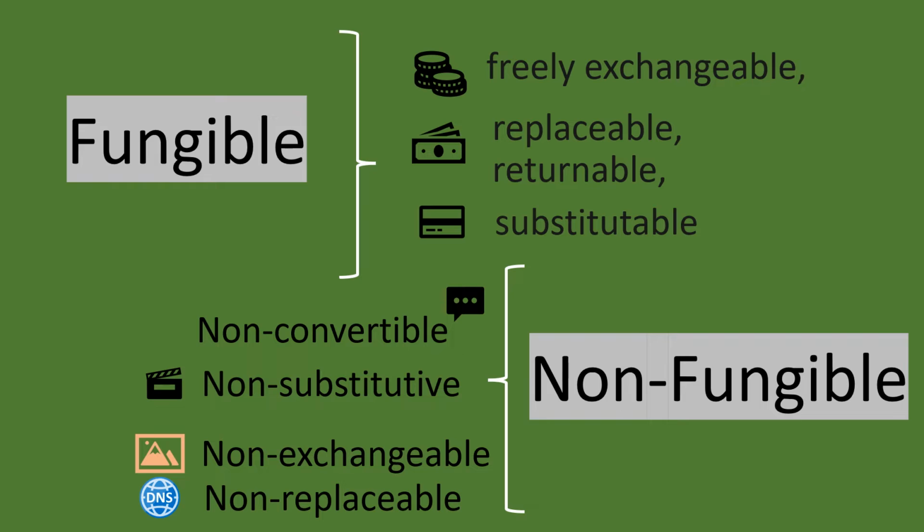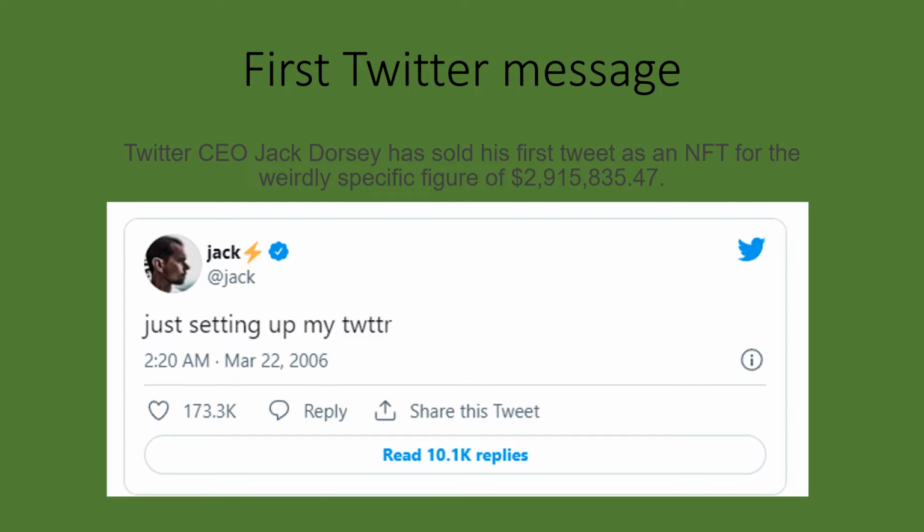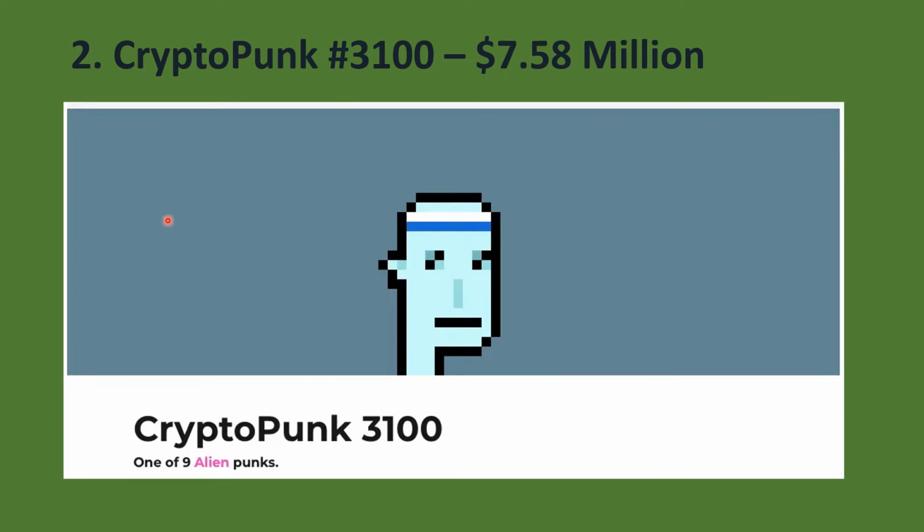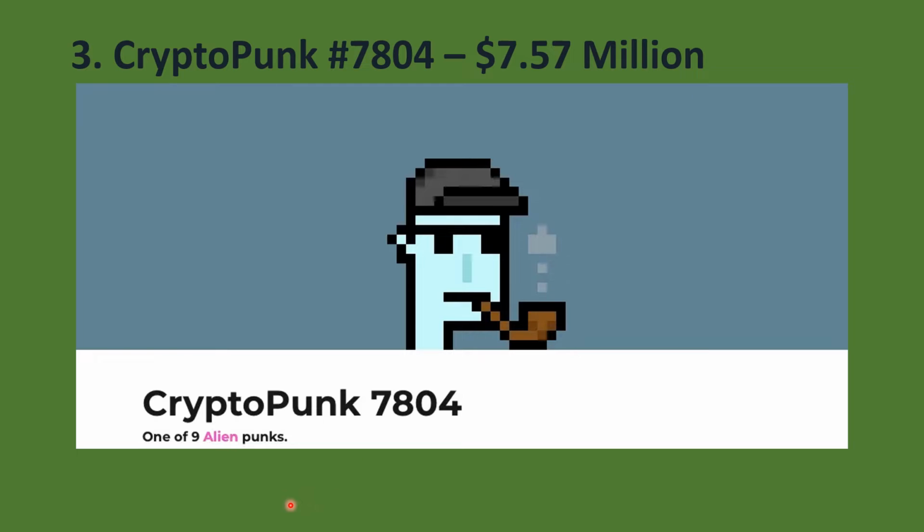We have first a Twitter message which was sold for a whopping $2.9 million. In 2021, an artist sold this image for $69.3 million. Cryptopunks is a new kind of iconic figures created in the NFT world, which sold for $7.58 million. Another Cryptopunk sold for $7.5 million.